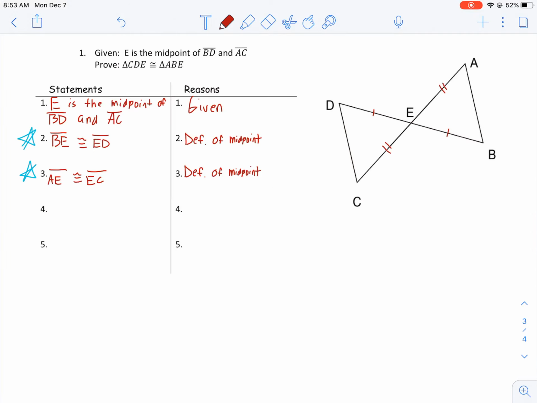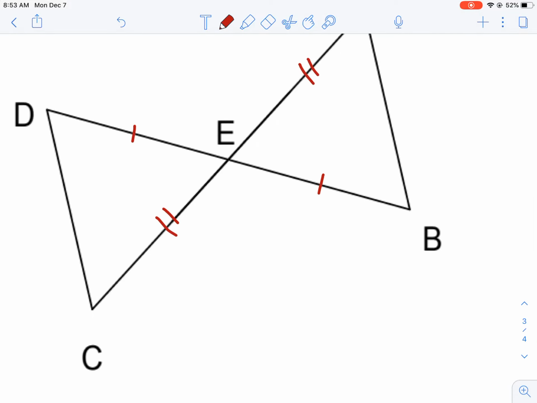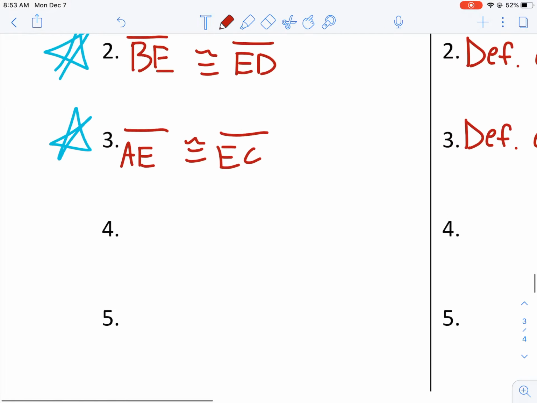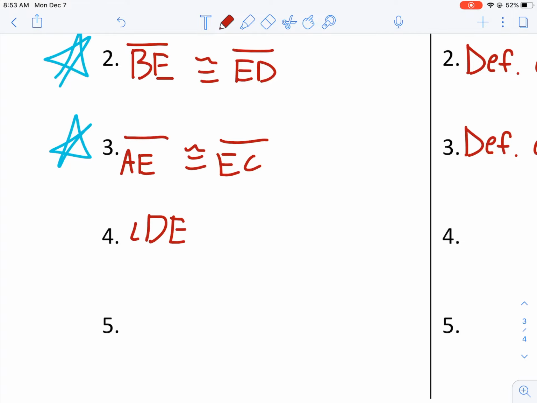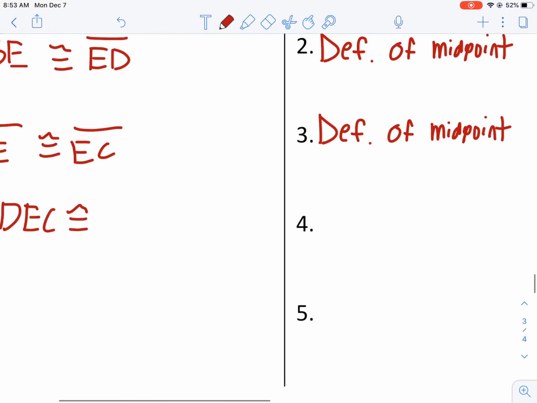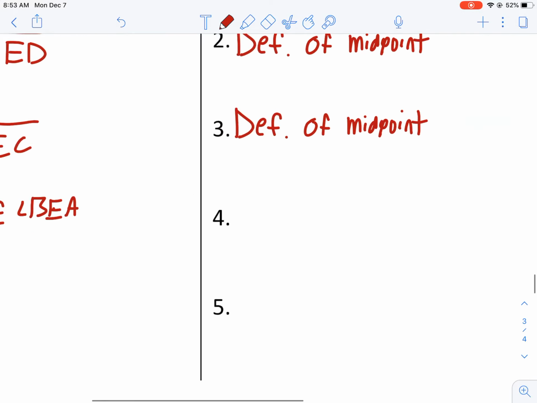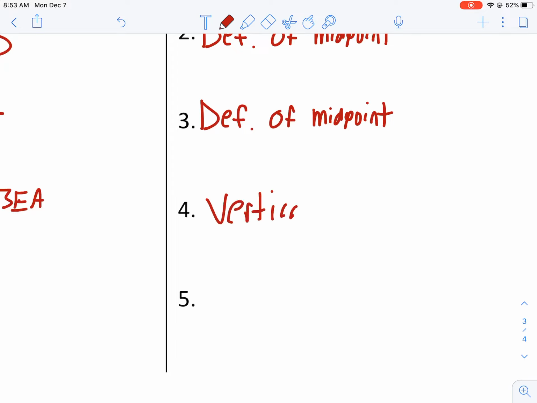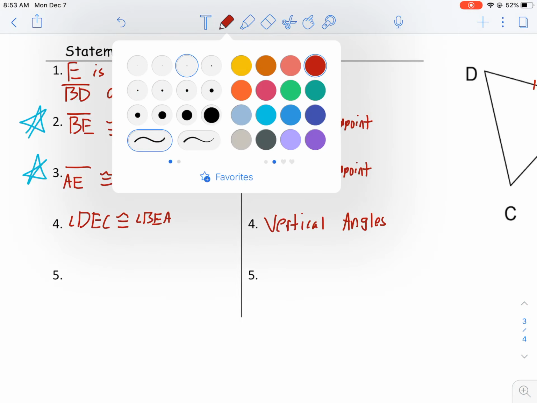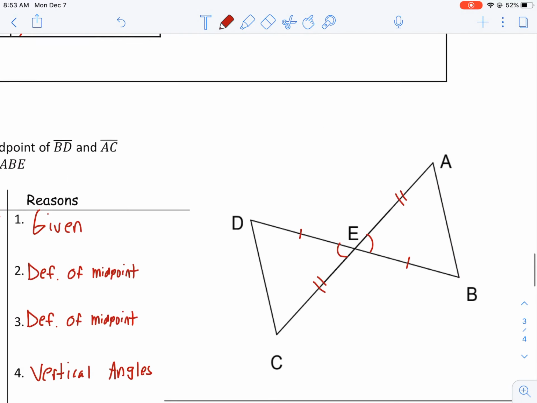Since we weren't given anything else, that means it's probably going to be something in our picture. Yes, okay, the lines are crossing. That means we have vertical angles right here, okay? So we could say angle DEC is congruent to angle BEA. And that would be vertical angles. And that's actually our third thing, right? So now we know that the triangles are congruent because we have three things, all right?